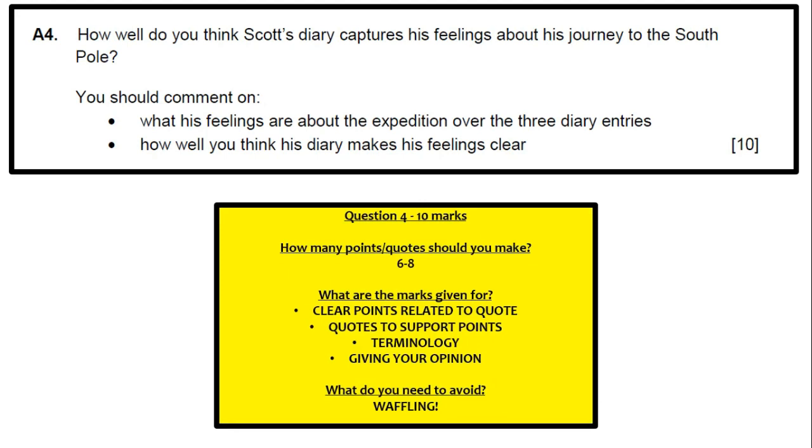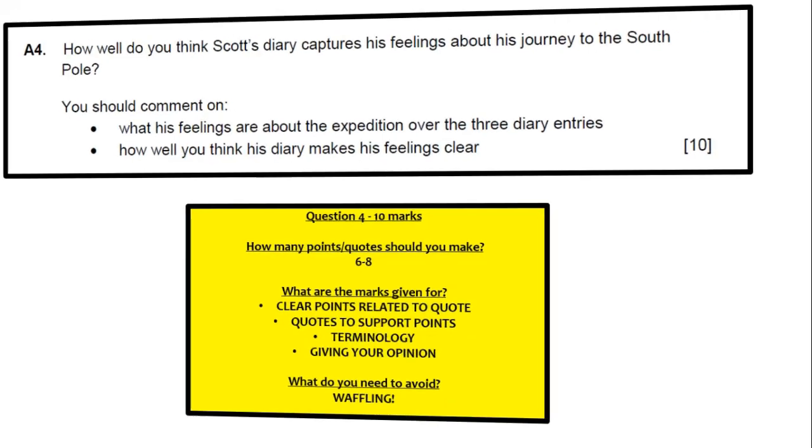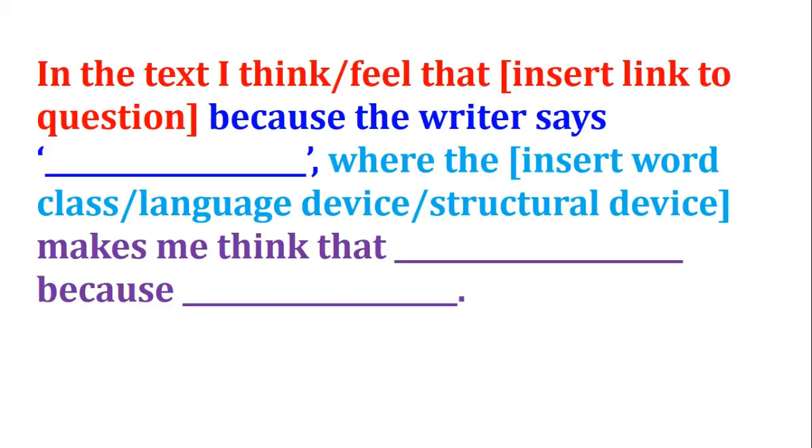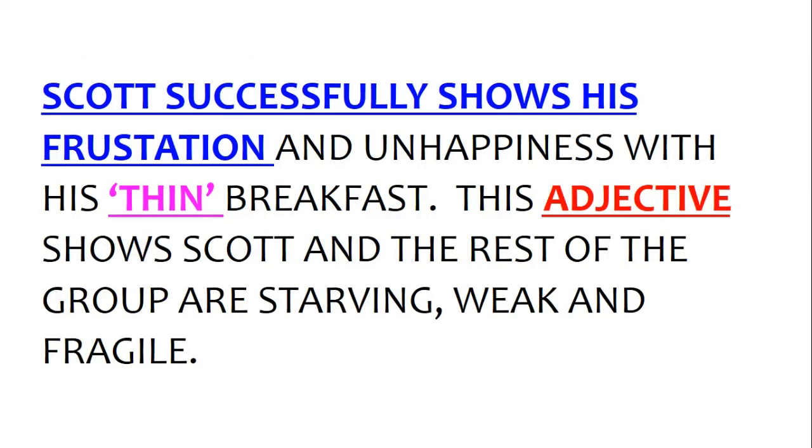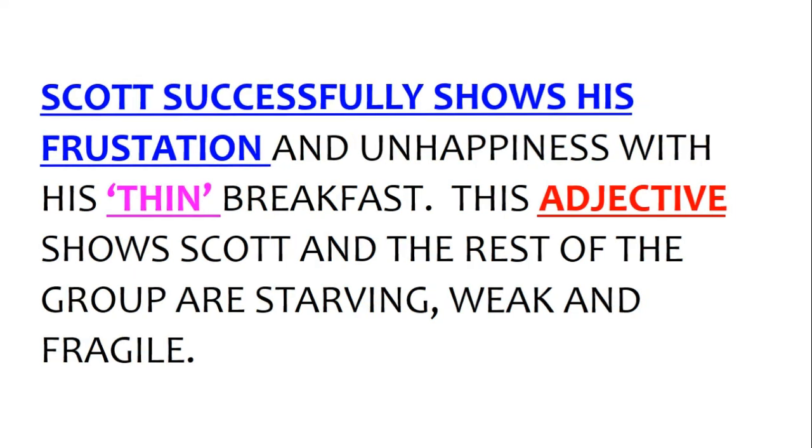Okay, so this question was, how well do you think Scott captures his feelings? So you would say, I think he does it well, and say how. So here's a structure you can have a look at, so pause if you need to pause. So examples: Scott successfully shows his frustration and happiness with his thin breakfast. The adjective "thin" shows Scott and the rest of the group are starving, weak and fragile. So I've said that Scott has been successful showing something, that's my point. My quote is my evidence and my explanation, I've explained it.